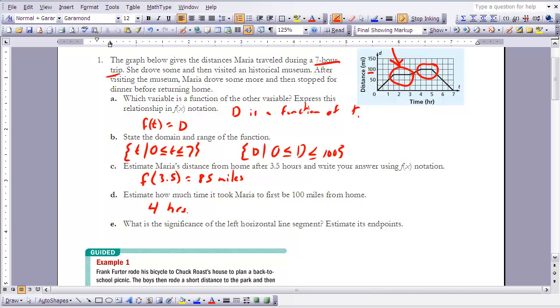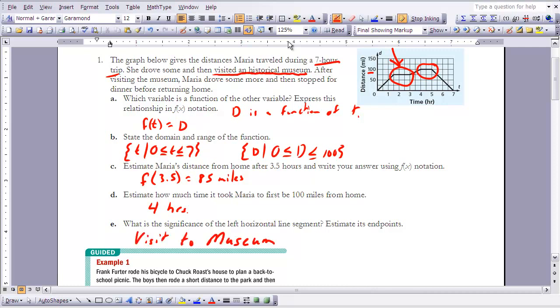Well, the left horizontal line would be what occurs first from a time standpoint. And according to the problem, the graph below gives the distance Maria traveled in 7 hours. She drove some, then visited a historical museum. So the first stop that she makes is at a historical museum. Well, when she stops, she's not moving forward, therefore that would be a horizontal line graphically, because she's basically standing still in terms of her distance, so she wouldn't be going up at all in terms of distance. So that first horizontal line would represent that she visited the historical museum.